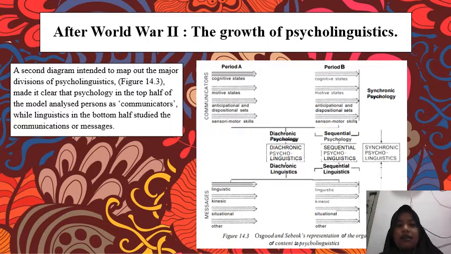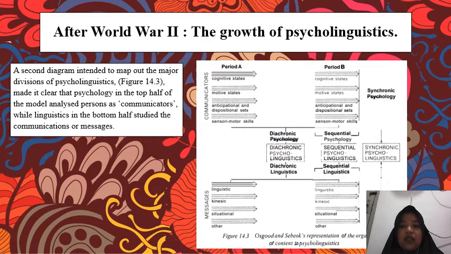The next is a second diagram intended to map out the major divisions of psychologists. Okay, this second diagram made it clear that psychology, in the top half of the model, analyzed the person as communicator, while linguistics, in the bottom half, studied the communication or message. Psycholinguistics then was the meeting ground between the two.